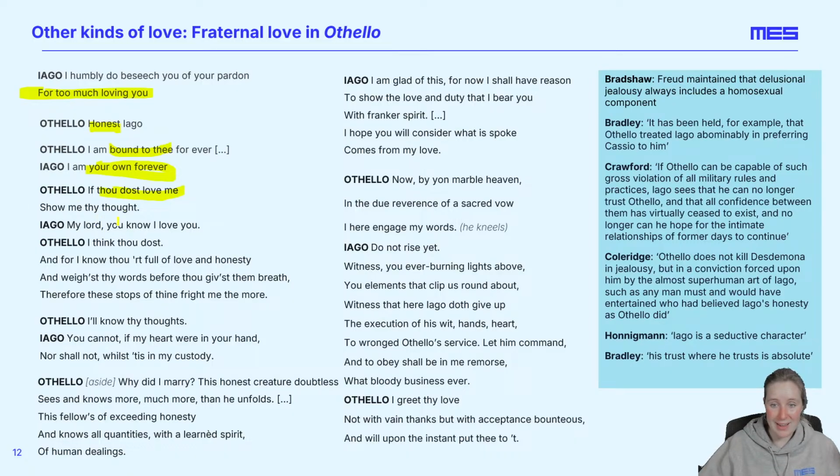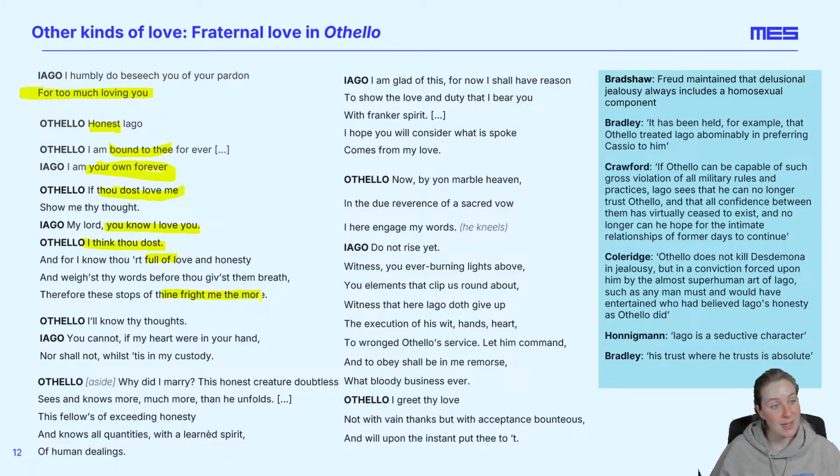"My lord, you know I love thee." And Othello interestingly says, "I think thou dost." This is the only place where he seems to be doubtful. "And for I know thou art full of love and honesty, and weigh'st thy words before thou givest them breath, therefore these stops of thine fright me the more." So this idea of, I know you love me, and you think about your words before you say them, so the fact that you're hesitating now is scaring me more. Again, the power of Othello.